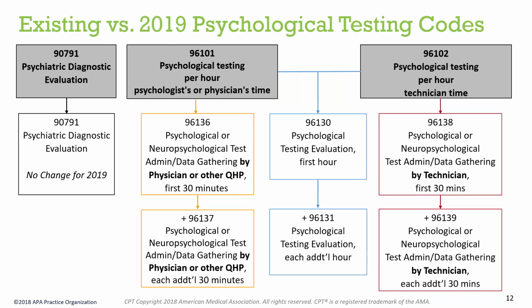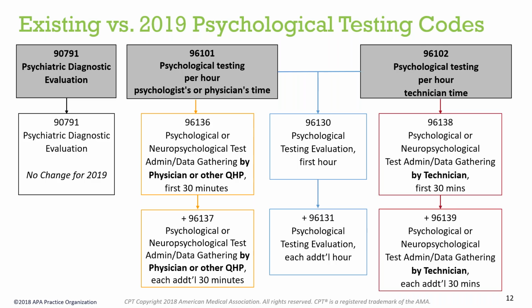So different codes for test administration by psychologist versus test administration by technician, but only one set of codes for the professional services that goes into integrating that information, creating the report, integrating the data, considering information obtained from behavioral observations and collateral sources, and putting all of that together into your work product. That's exclusively under the domain for psychological evaluation of 96130 and 96131. So let's dig in. Go ahead, Tony.